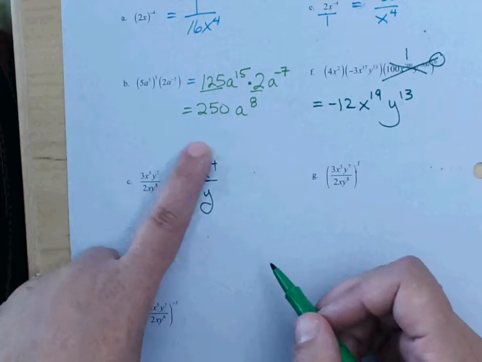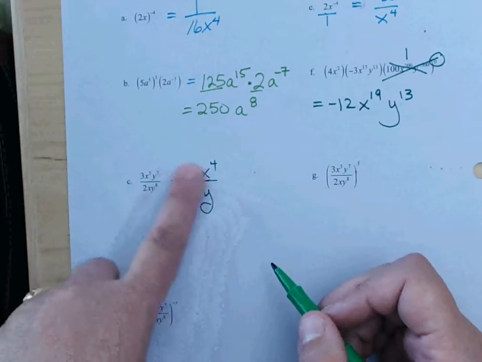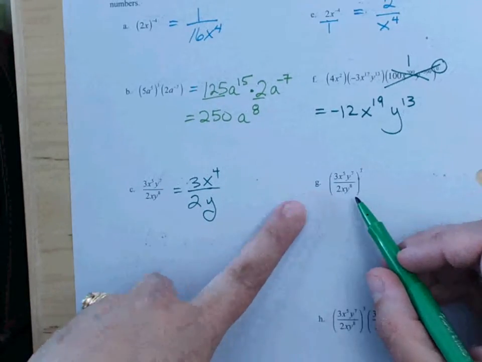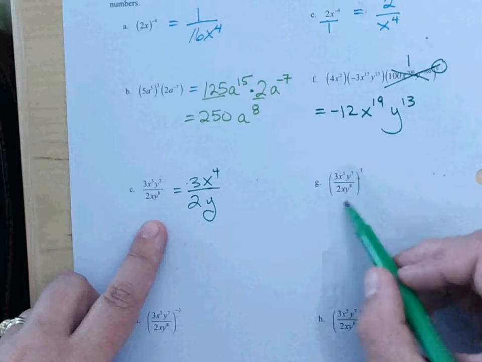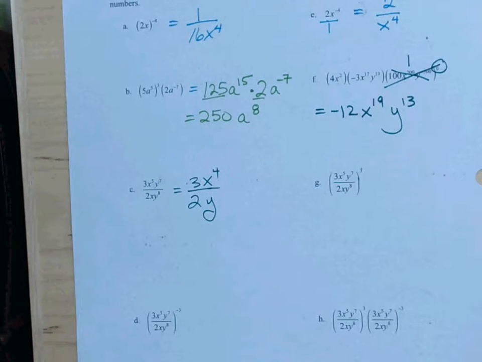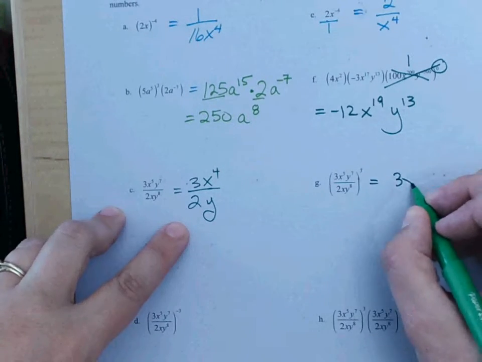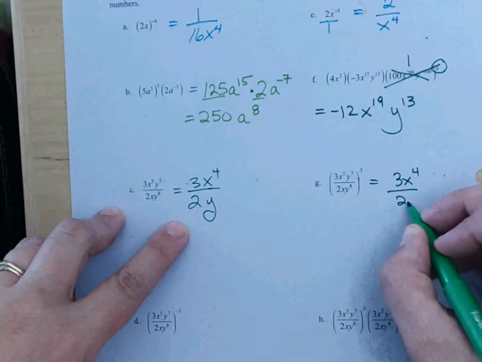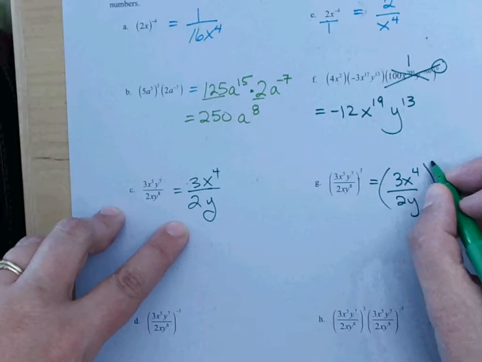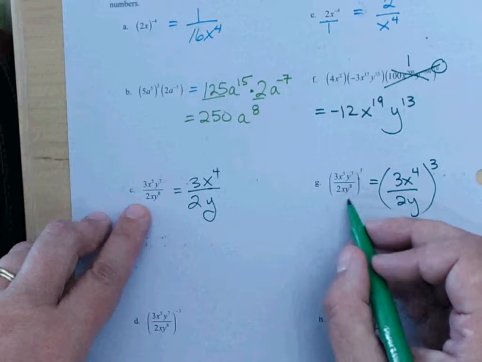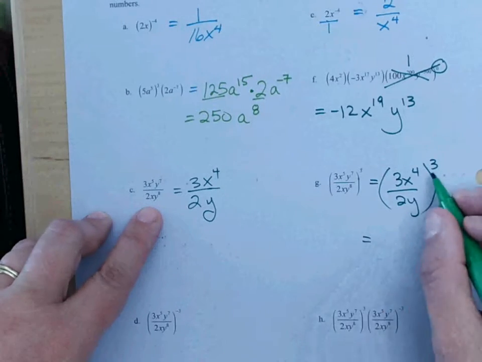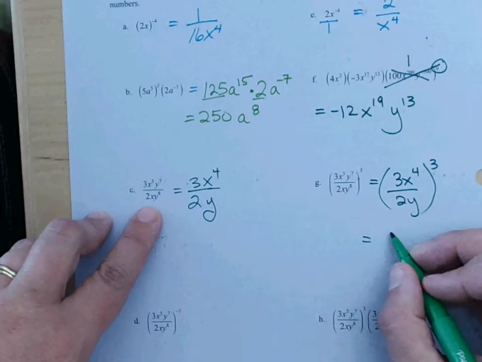Interesting to notice that this is the exact same problem, just inside parentheses. So we already simplified the inside, and that's what some of you were talking about, simplifying the inside first and then taking it to the power. So I already know that this is 3x to the fourth over 2y. Now I'll take that to the third, because notice that's the exact same problem inside. So what do we get?